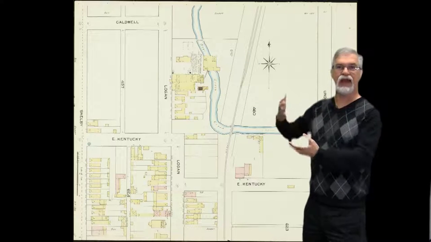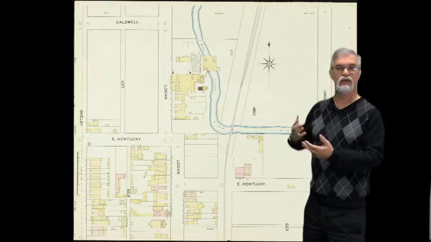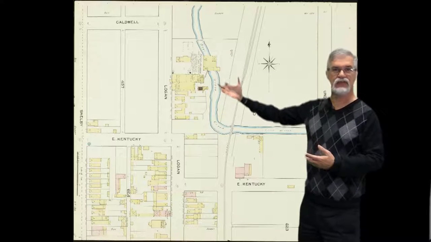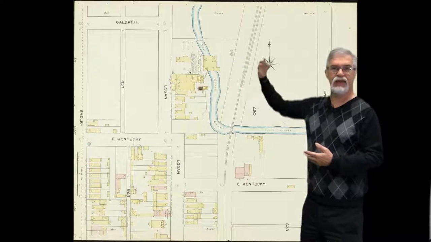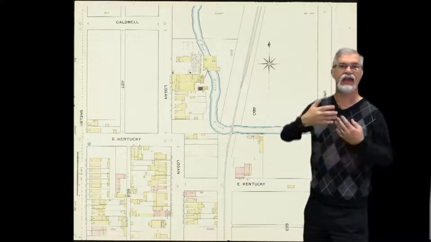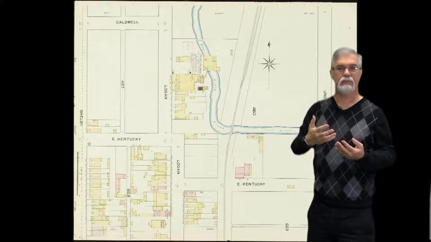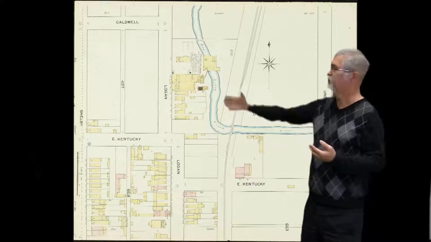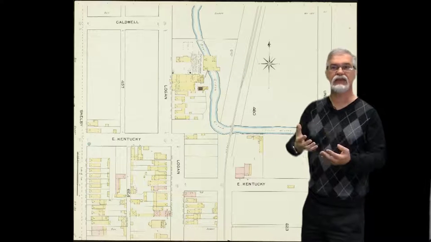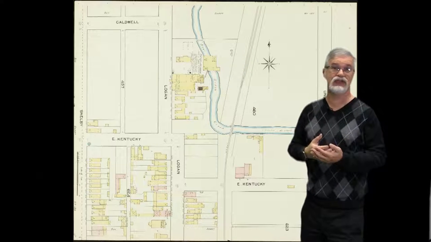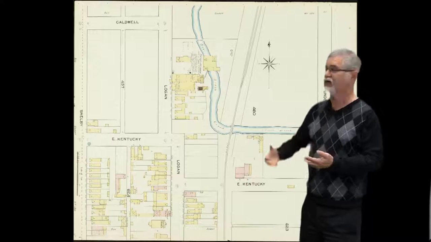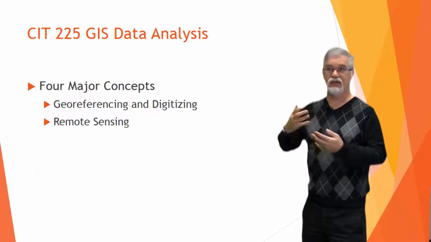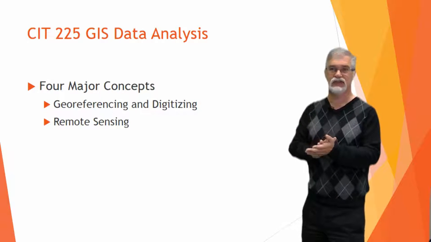Once you have that map aligned to the Earth's grid, then what you want to be able to do is take information off of that paper map, which is a bitmap. It is a raster. It is not a map that is a vector map like we normally use in GIS. So you want to take this raster map, take information off of it, and that's known as digitalization. So we're going to digitize information off of that map. So that's one of the concepts, this georeferencing digitalization.